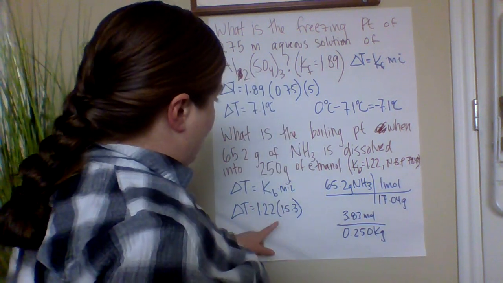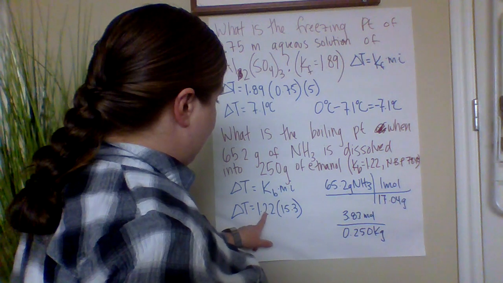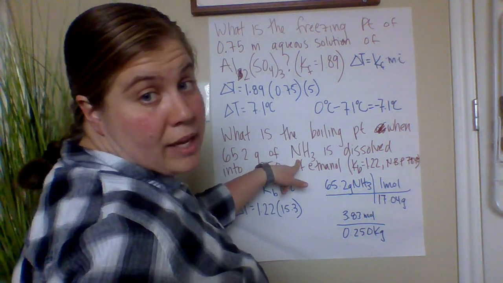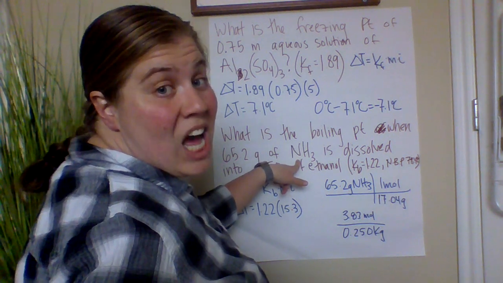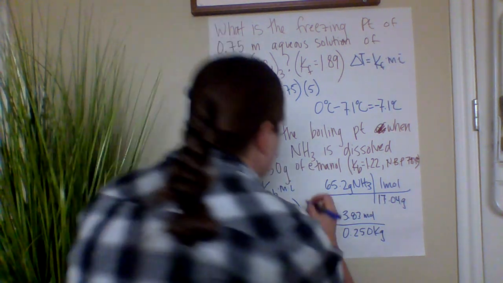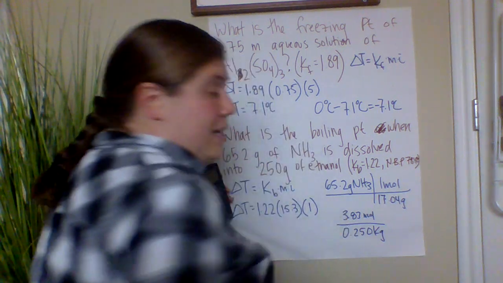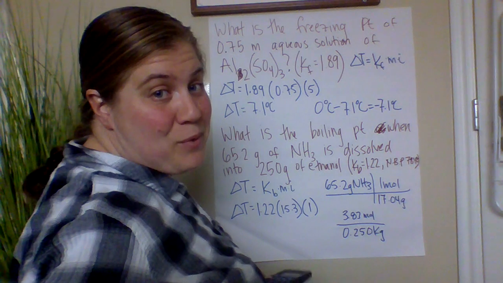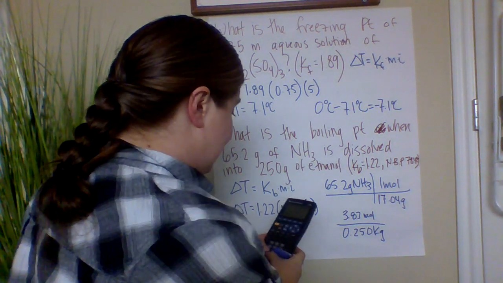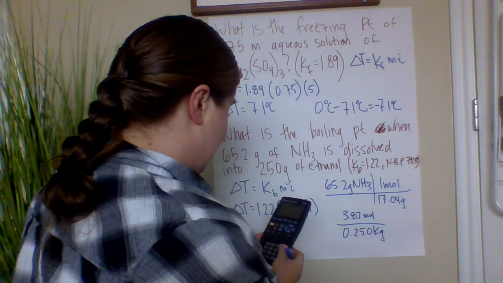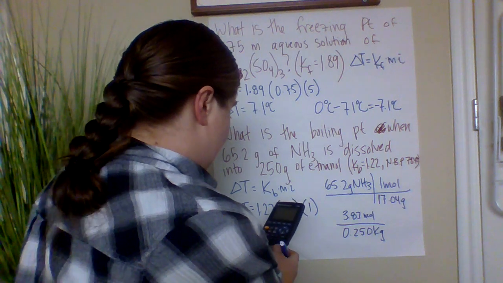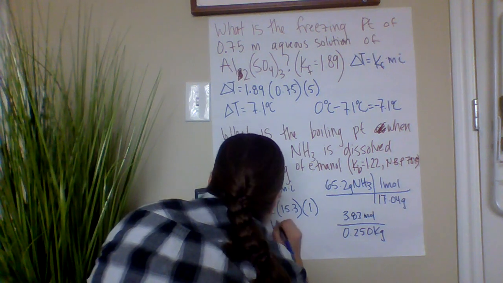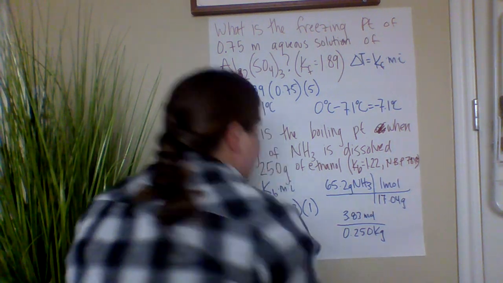Okay, so I have my Kb, I have my m, now I need my i. Looking at NH3, this is ammonia. It starts with nitrogen, which is a non-metal. So that means i is just 1, because if it starts with a non-metal, it's covalent. It won't split into ions, and so it's going to stay 1. Okay, so now I can multiply these together. 1.22 times 15.3 times 1, and I'm going to get a delta T of 18.7 degrees Celsius.